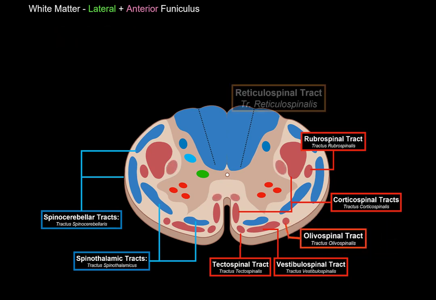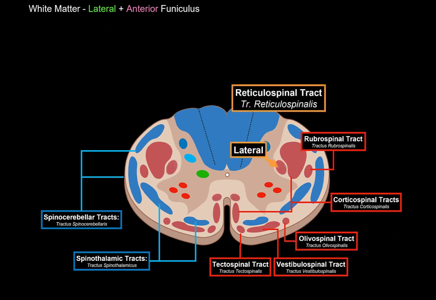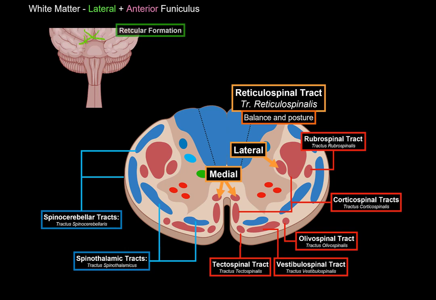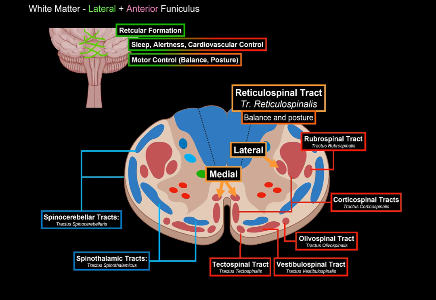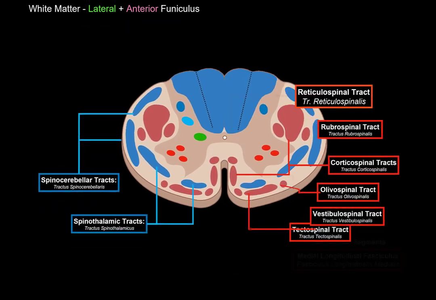Then we have the reticulospinal tract. We have a lateral reticulospinal tract and a medial reticulospinal tract, which are also a part of the balance and posture system. They come from the reticular formation inside of the brainstem and also from the reticular formation of the spinal cord. Remember, we talked about that earlier? Just to remind you again, the reticular formation is responsible for sleep, alertness, cardiovascular control, breathing, and all of those vital things, but it's also responsible for motor control, like your balance and posture, through the reticulospinal tract. So that is all of these.